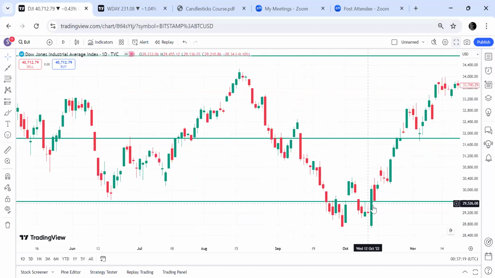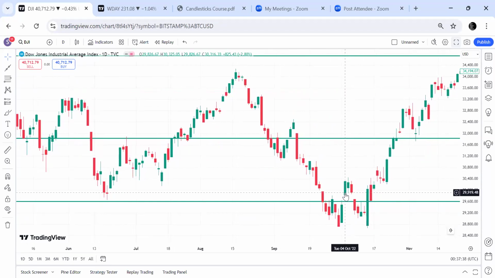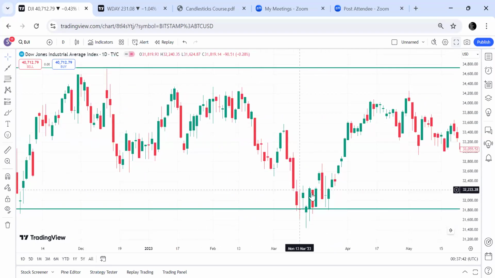for example, here, you can take this as support on 4th October. It had formed near the support level. So if a bullish Marubozu candle forms when the market is down and there is a support level, it indicates a reversal. It indicates a reversal, and you can see here.